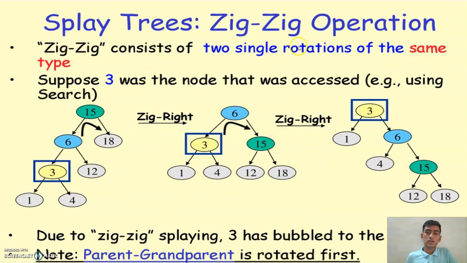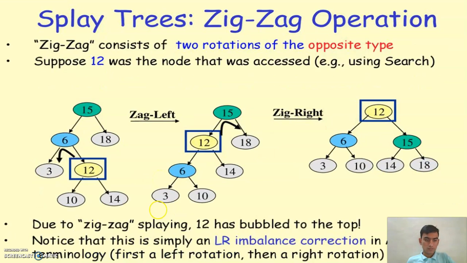Zig-zig operation. Zig-zig consists of 2 single rotations of the same type. Suppose 3 was the node that was accessed using the search. Due to zig-zig splaying, 3 has bubbled to the top. After it, again zig. So this is the root. Due to zig-zig splaying, 3 has bubbled to the top. Parent and grandparent: the grandparent is rotated first.